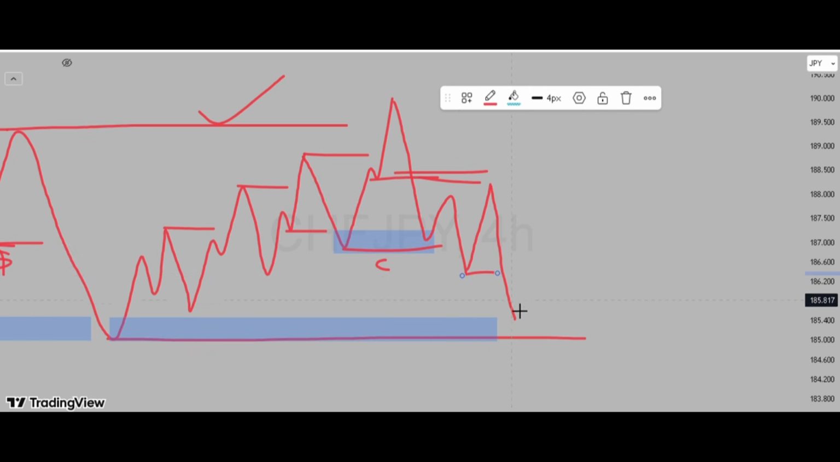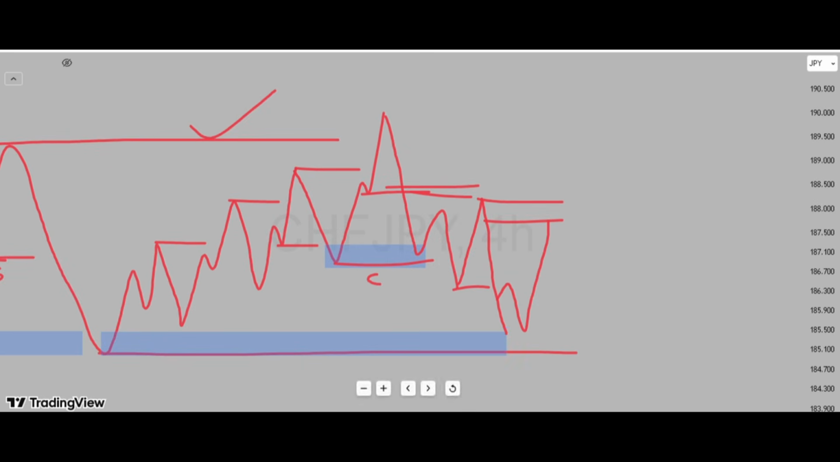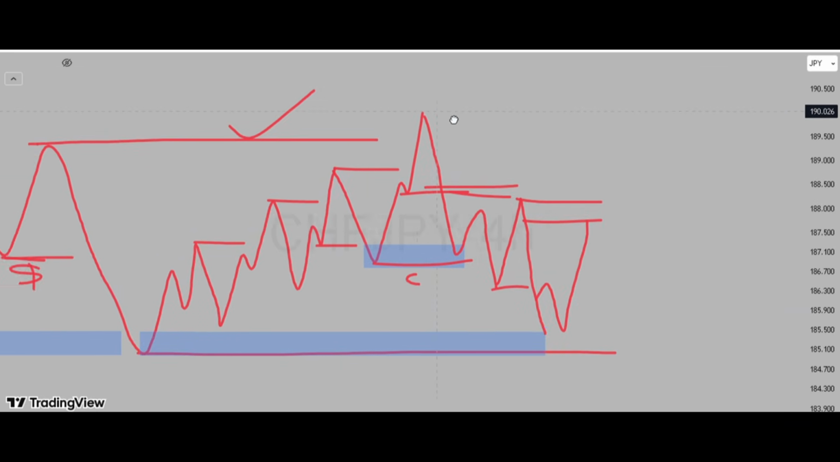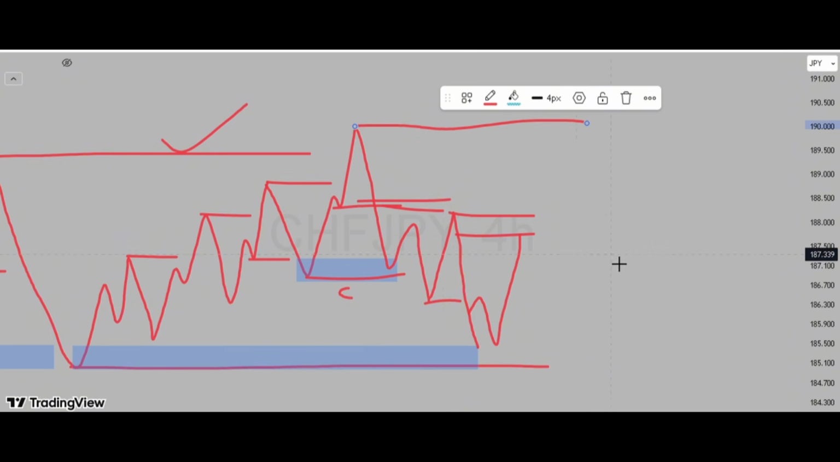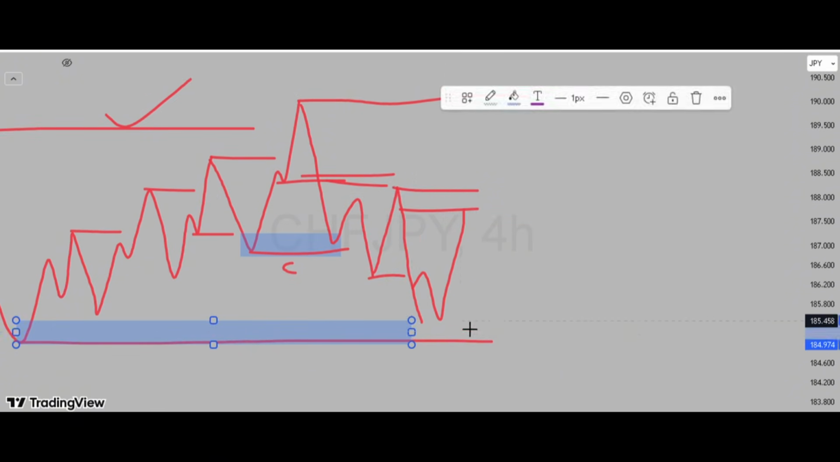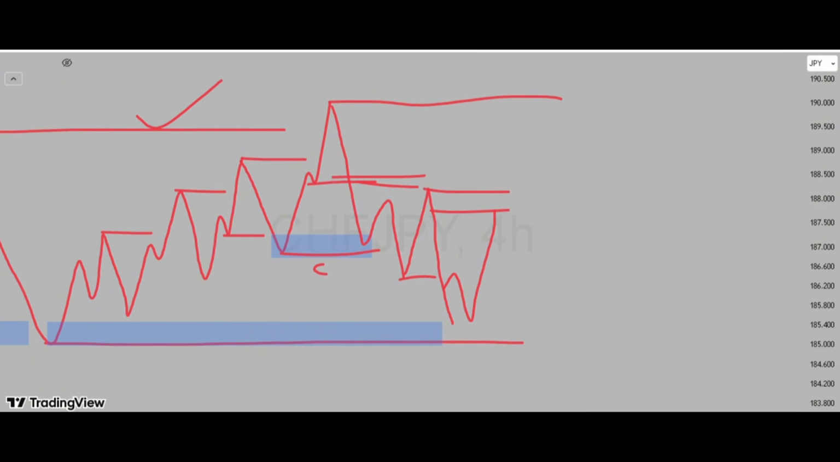Maybe they have a pullback here and they want to sell here again, not knowing that the market has already mitigated the higher time frame POI and this is the major structure. This is the major structure, and we are expecting this low to be protected. So in this scenario, this is what they will experience.